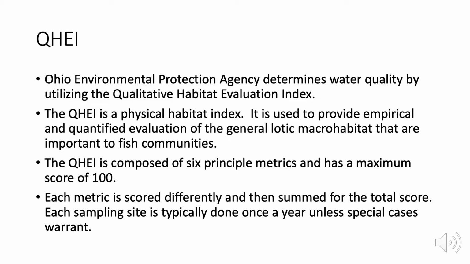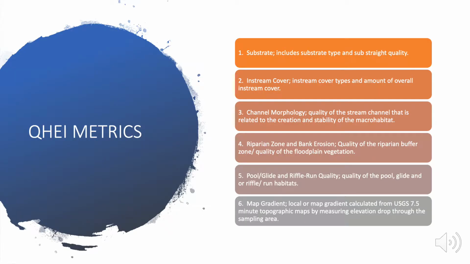This is composed of 6 principal metrics and has a maximum score of 100, and each metric is scored differently and then summed for a total score. Each sampling site is typically done once a year unless special cases warrant. So essentially, any QA/QCs or standard operating procedures under the Ohio EPA QHEI most likely are going to be used.